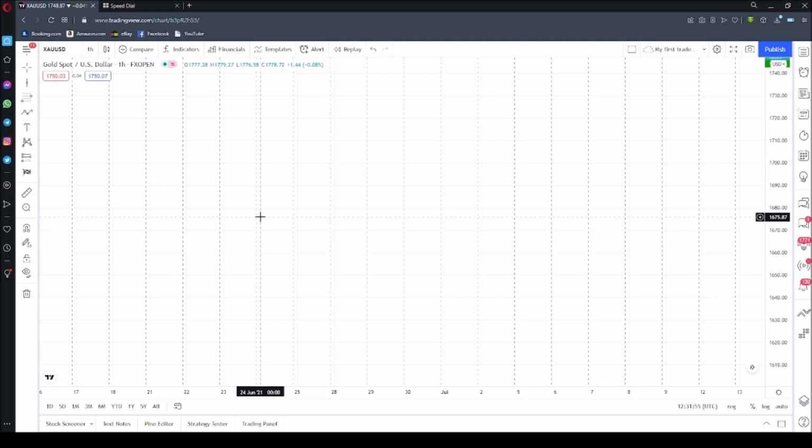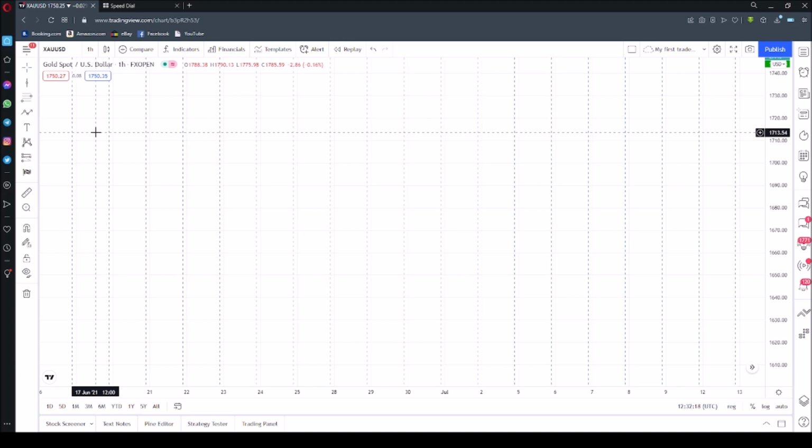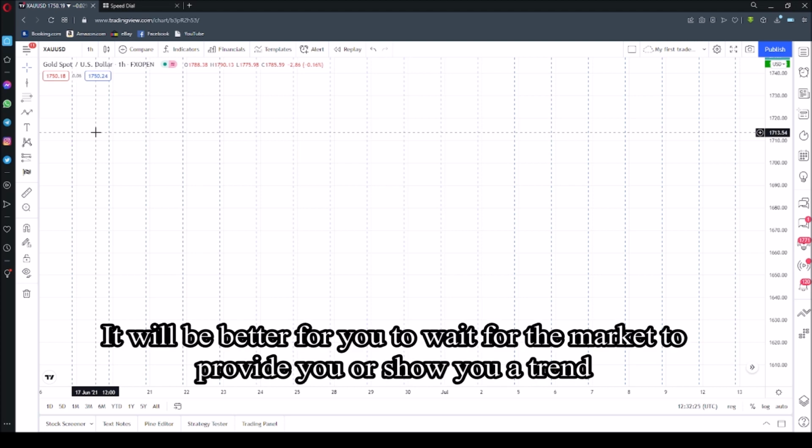So before wasting much of your time, let's jump into today's content. The technique that we are going to be describing today is a simple technique derived from price action concepts. It will help those who cannot catch the peaks of the market, which are basically the ultimate market reversals. If you cannot pick the market reversals, it will be better for you to wait for the market to show you a trend.